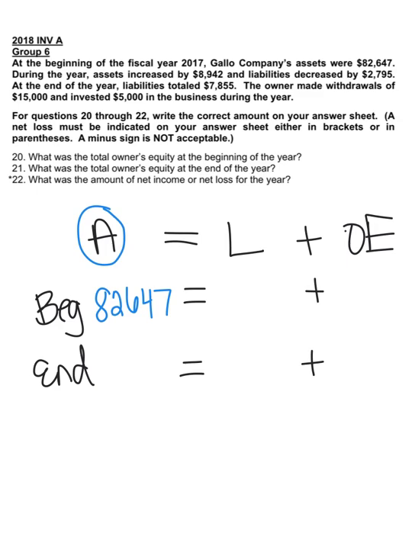Okay, and then it said during the year, assets increased by $8,942. So we know that assets went up by a total amount of $8,942. So I would just take those two numbers and add them together to get my ending number of assets. And when I add those together, I get 91,589.